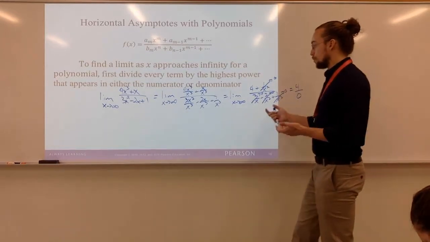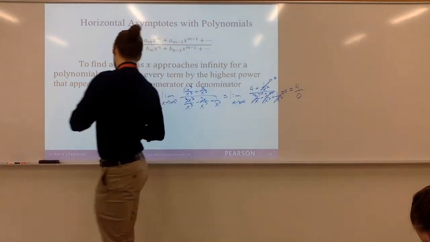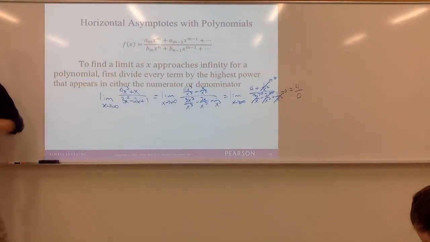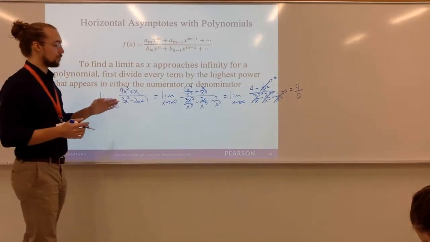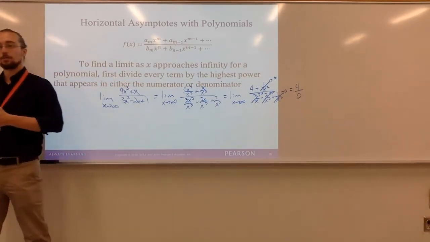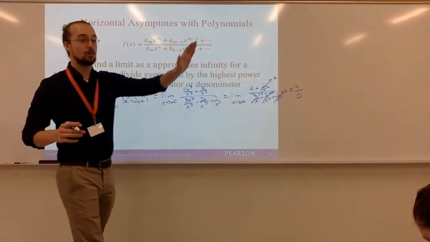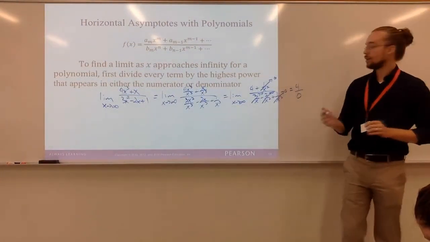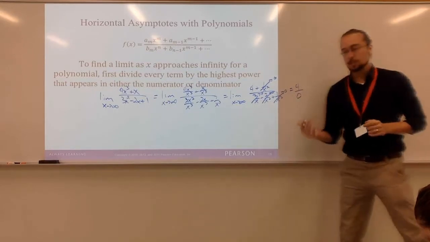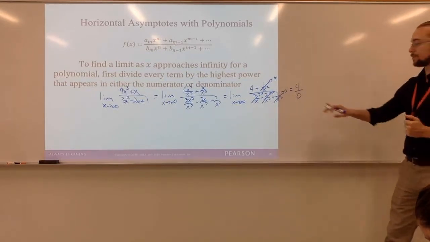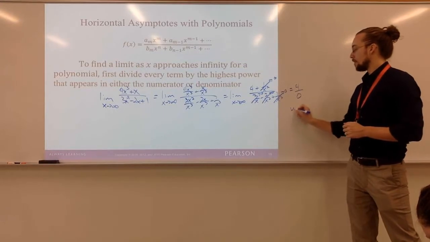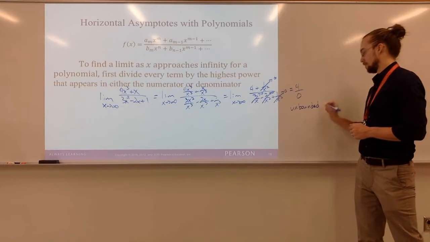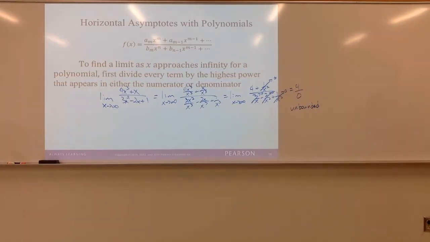What this actually means, if we think about here, is that the power in the numerator is greater than the power in the denominator. That means the numerator is growing faster than the denominator. It's just going to keep growing, so it's not approaching a finite value. You'll see this written a couple of different ways. We can say that this is unbounded, meaning it's not approaching a finite value.